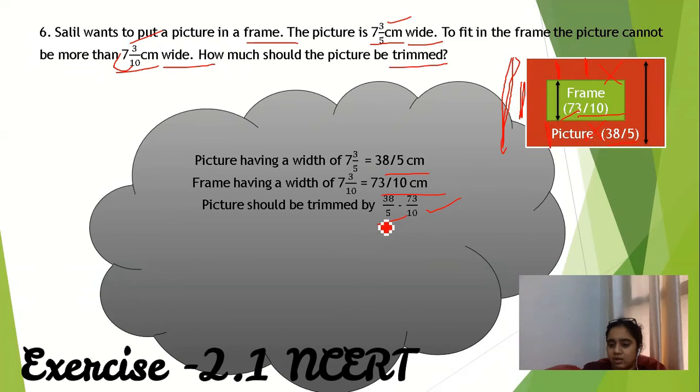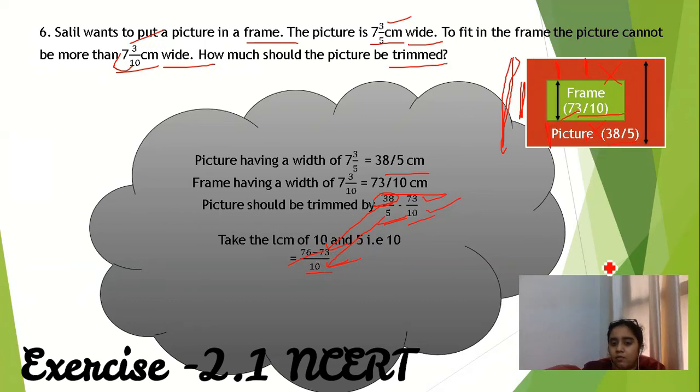We have to take the LCM of 5 and 10. When we take the LCM of 10 and 5, we get the answer 10. And this 10 will be put in the denominator position, and we have to divide this 10 by 5, we will get the answer 2, and that 2 should be multiplied by 38. I have already multiplied 38 by 2 and I get the answer 76. And in the same way, when I divide this 10 by this 10, I get the answer 1, and that 1 should be multiplied by 73.